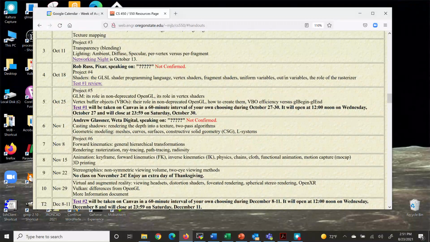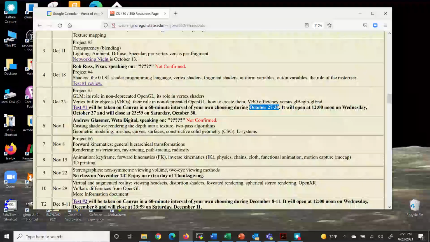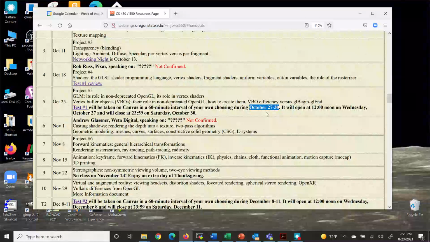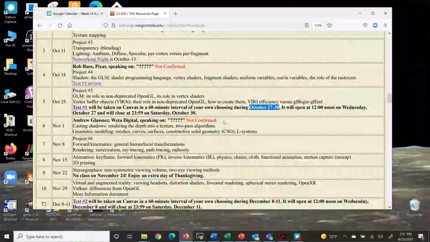Test 1 will be in week 5. It will be on Canvas. It is open notes. You have an hour to get it done. It's probably going to be about 40 multiple choice questions, and you've got a whole bunch of days to do it in. If you want to do it during the week, you can. If you want to do it on Saturday, you can. I try to give you some flexibility.